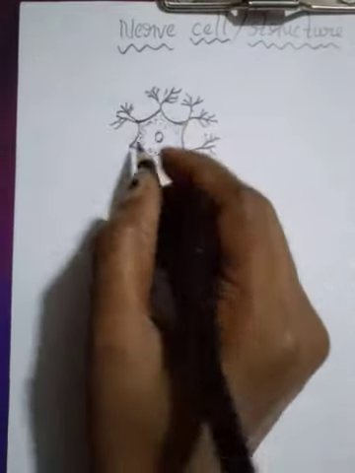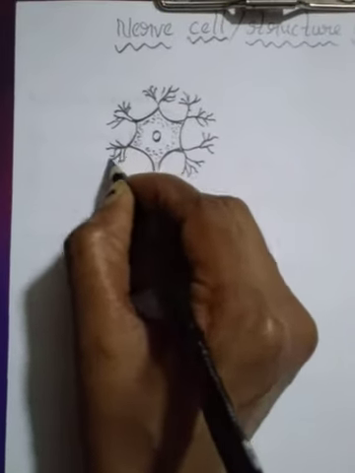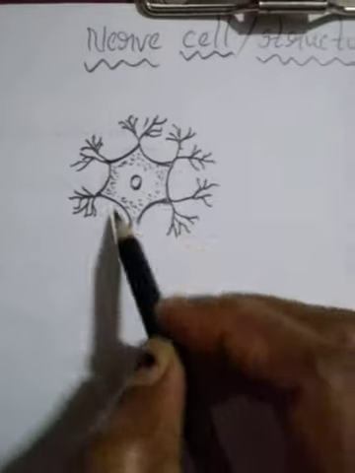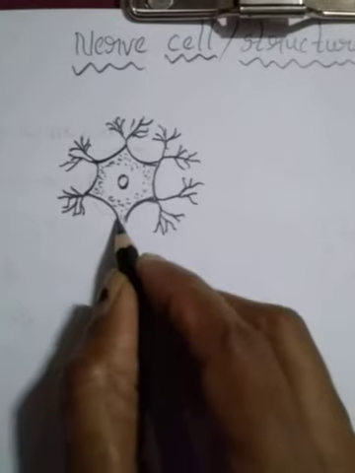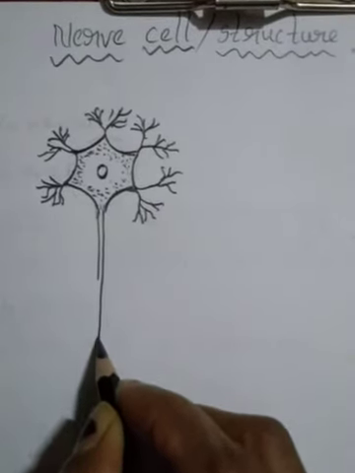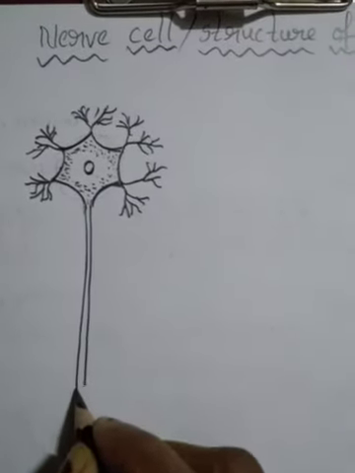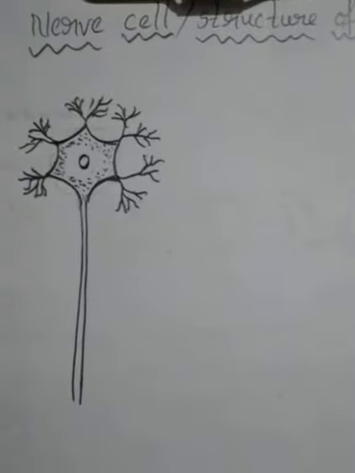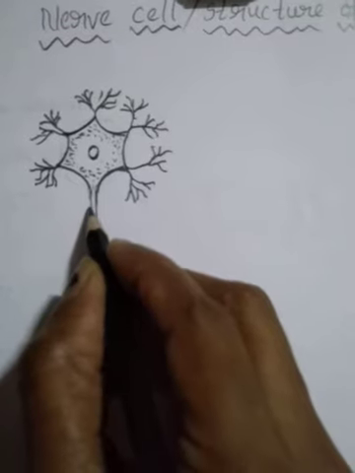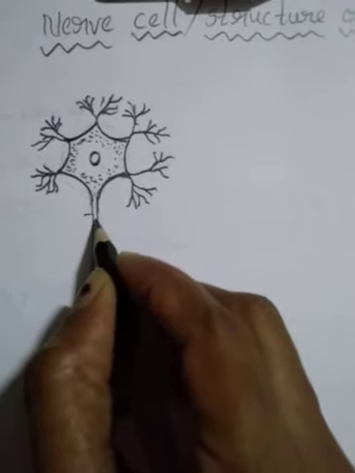And after completing all the sides, the structure looks like this. Then from the bottom, expand downwards. Draw two lines parallelly. Now from here, this part is called the axon part.